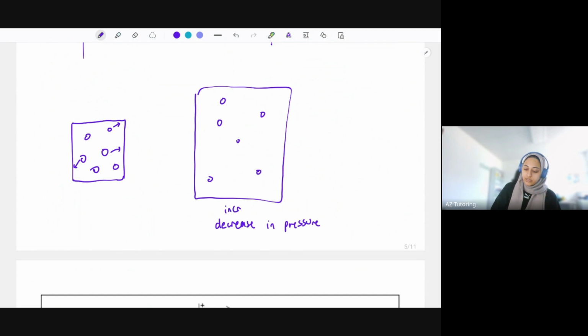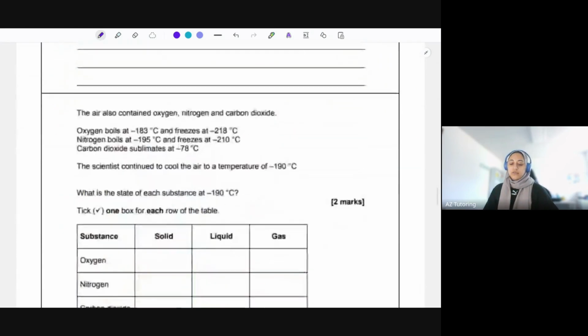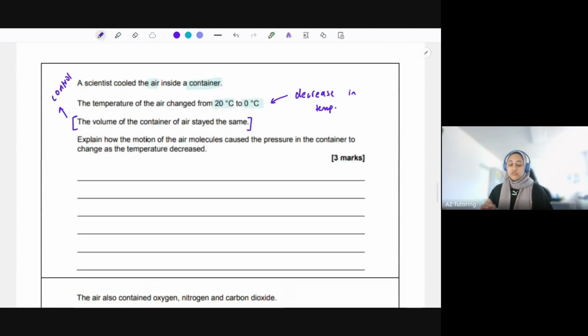So keep that in mind. If you increase the volume, you decrease the pressure because the particles are away from each other. If you decrease the volume, you have increased the pressure just because the particles are hitting the walls of that container more likely. But in this question, volume's not a factor, so you don't want to be writing that in your answer. It's temperature which is causing something to happen.